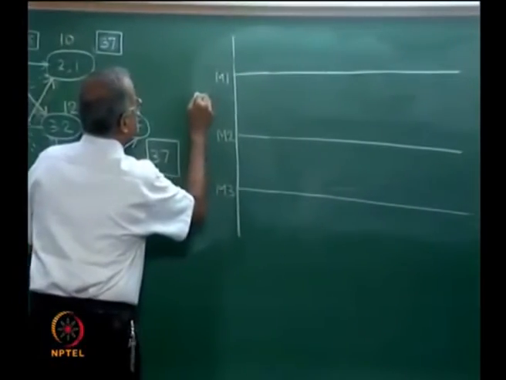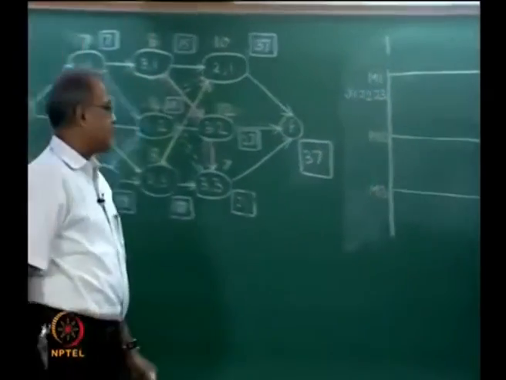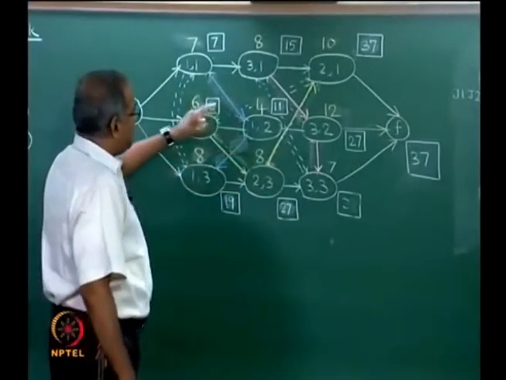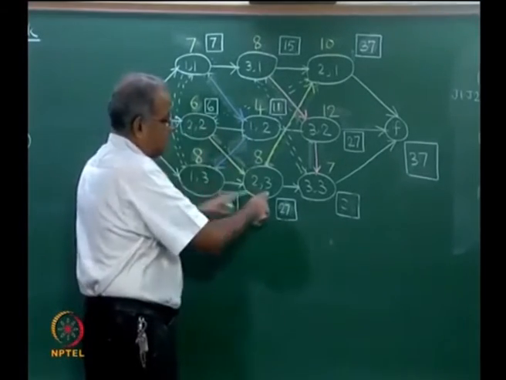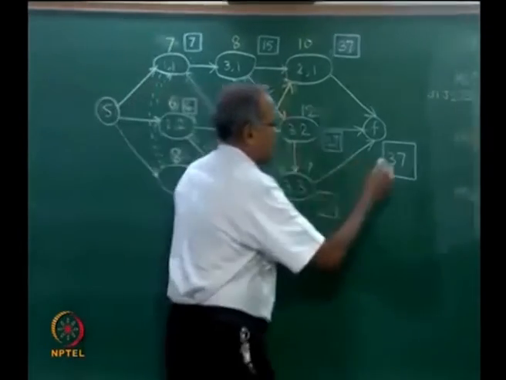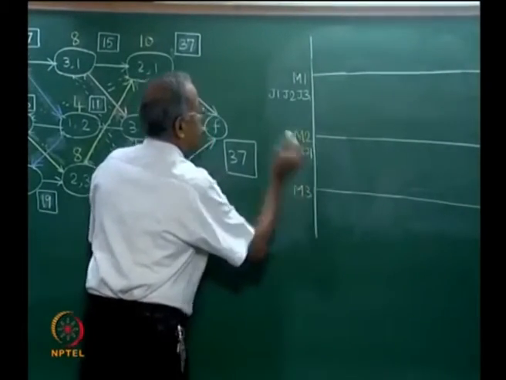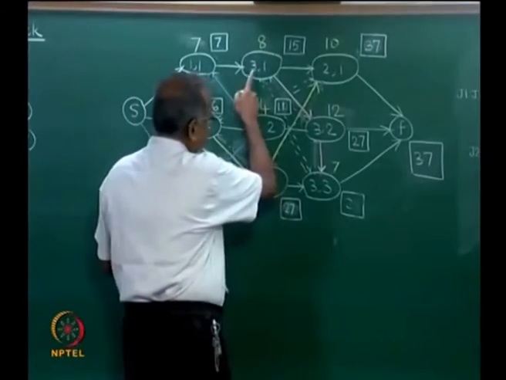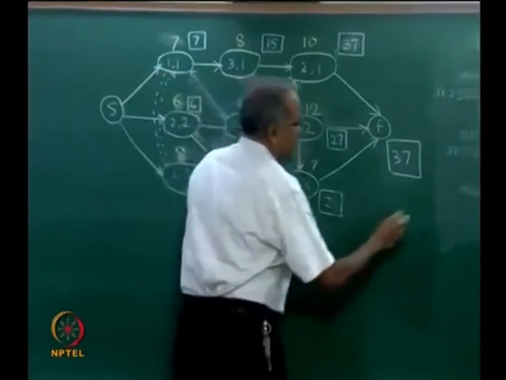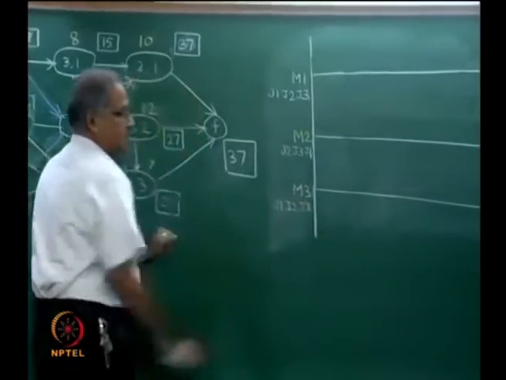So, the sequence on M1 from this comes from 1 1, 1 2 and 1 3. So, the sequence is J1, J2, J3. Now, on M2 we realize that this is first. So, J2, J3 and J1, and on M3 it is again 1, 2 and 3. So, J1, J2 and J3.